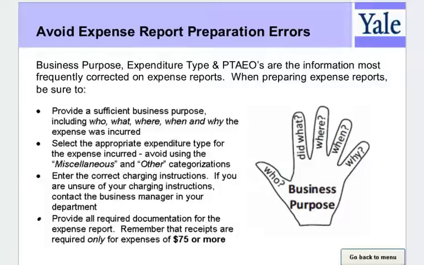Be sure to choose the appropriate expenditure type, avoiding the use of the miscellaneous and other categories. If you have questions about the charging instructions, please chat with your business manager and/or initiator cardholder for clarification. Finally, please keep in mind that it's critical to secure an exception to policy approval before incurring the expenses.